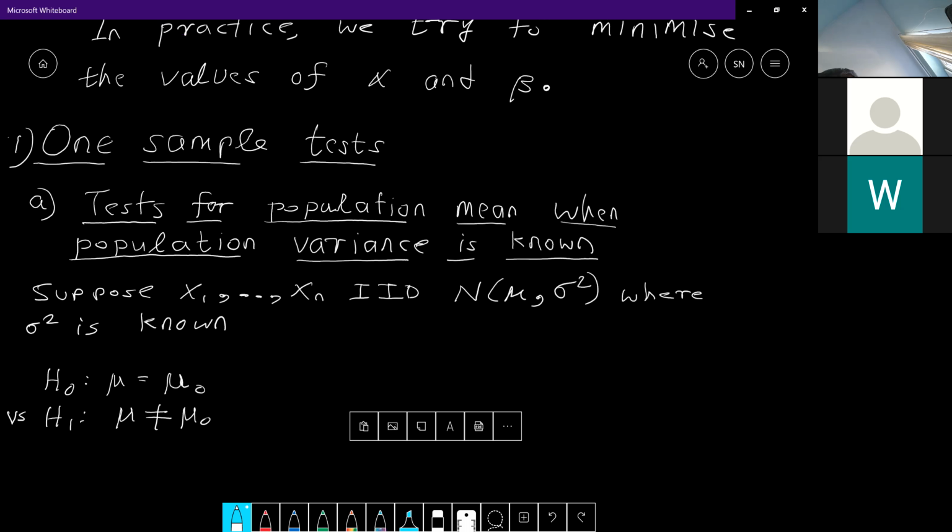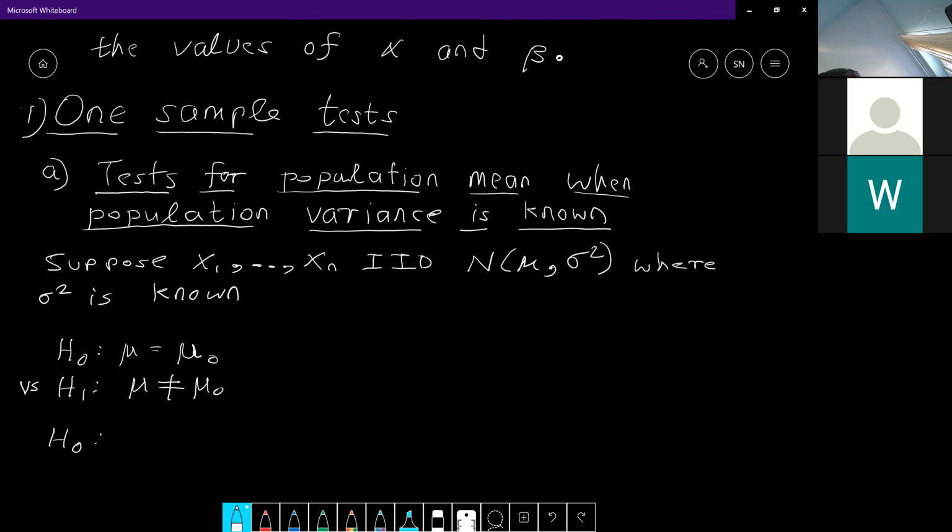And then you can have a test where the null hypothesis is this, versus the alternative that mu is greater than mu zero. So here the alternative says that the population mean is greater than a constant. For example, it could be that the average weight is greater than 80 kg.